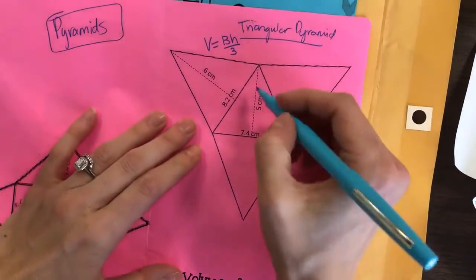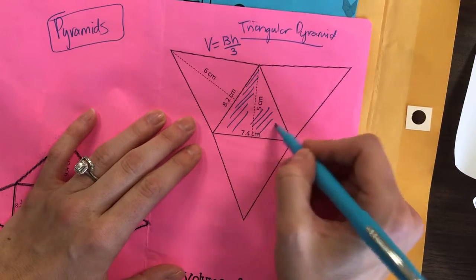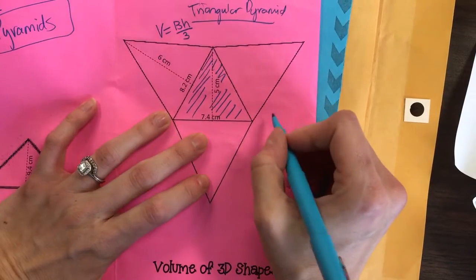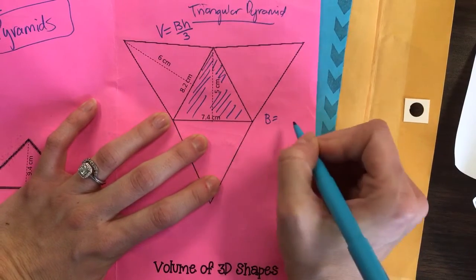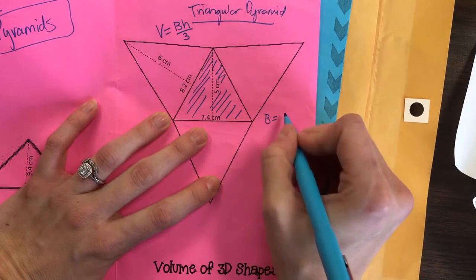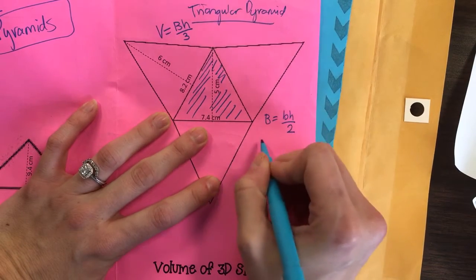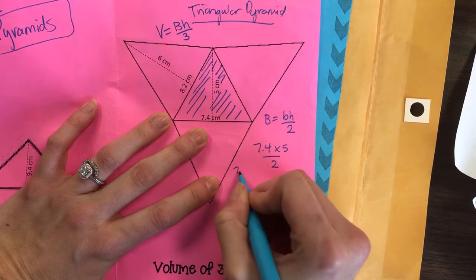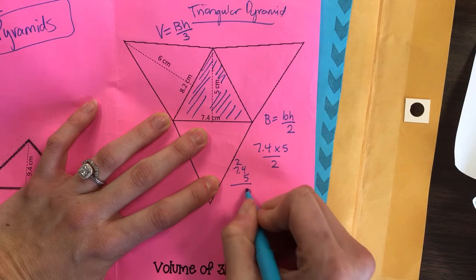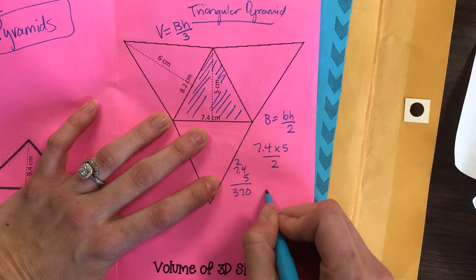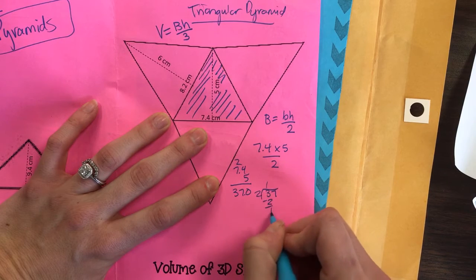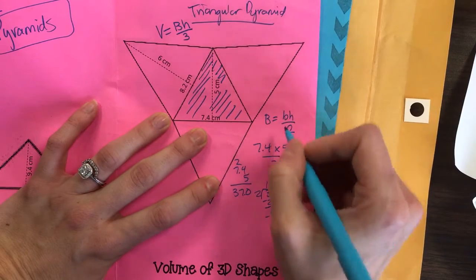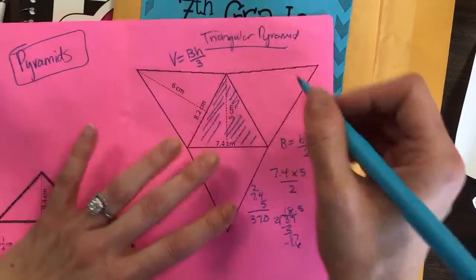So first of all, since this is what our whole pyramid is sitting on, that is our base. So let's solve for that area. So we want to do area of a triangle, so base times height divided by 2. So 7.4 times 5 divided by 2. So 7.4 times 5, and then 37 divided by 2. So my area of the base, I end up with 18.5.